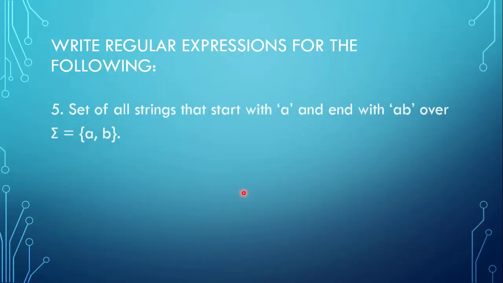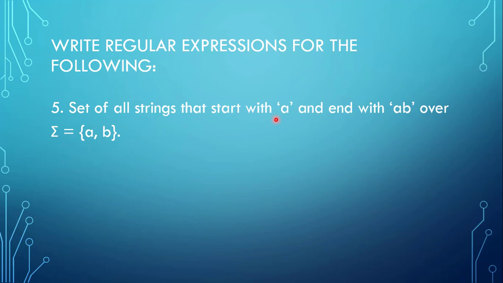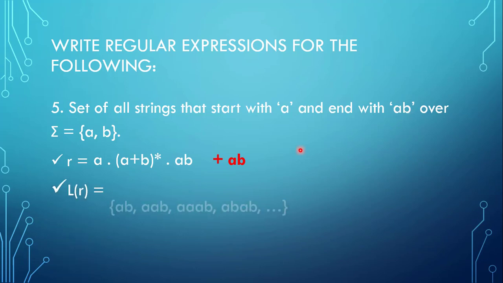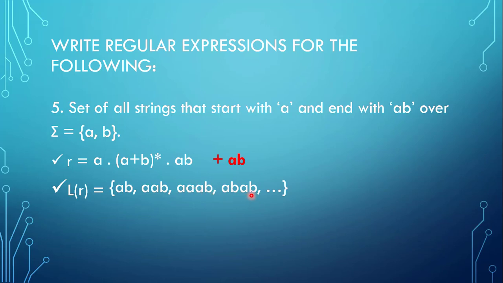Let us solve another question wherein set of all strings that start with A and end with AB over the input A comma B is the regular expression that we have to generate. So let us see the R. Again here, set of all strings means (A plus B) star will be there, and starting with A and ending with AB. I hope you will know to add plus AB since it is starting with A and ending in AB. So L of R generated will be AB, AAB, AAAB, ABAB and so on, since our condition of starting with A and ending in AB is getting satisfied.